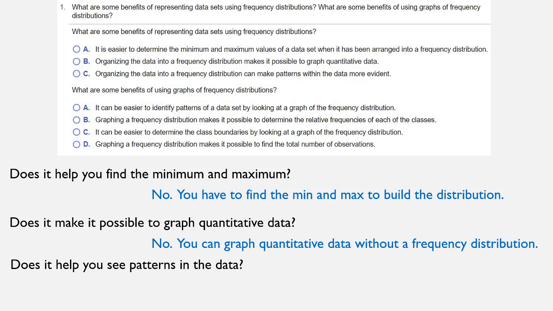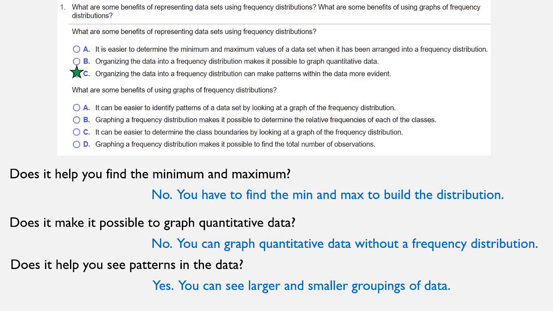Does it help you see patterns in the data? And the answer is yes. You can see where the largest and smallest groupings of data occur, which gives you an indication of what's happening with your data. So the correct answer here is choice C.